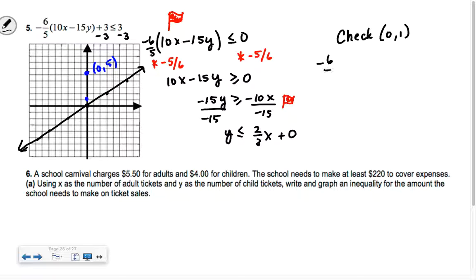Then I have negative 6/5. I'm going to have 0, because 10 times 0, minus 15, and then plus 3. I want to see if that's less than or equal to 3. So I have negative 6 over 15 times negative 15 plus 3.